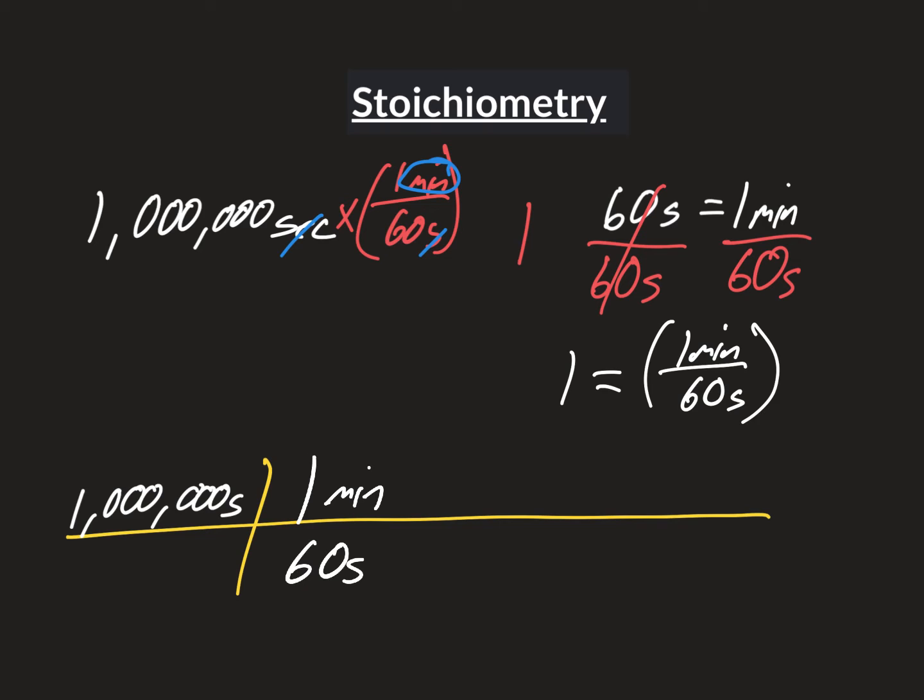But if I want to keep converting it, I'm just going to lay another railroad track down. And then I need minutes on bottom, so how many minutes are in an hour? We have 60 minutes are in 1 hour. Then I can lay even another railroad track down if I want to keep going. And I can say, okay, now I need hours on bottom. I know there are 24 hours in 1 day.